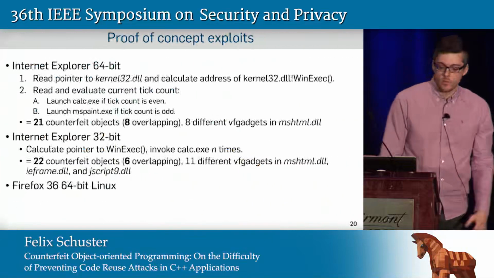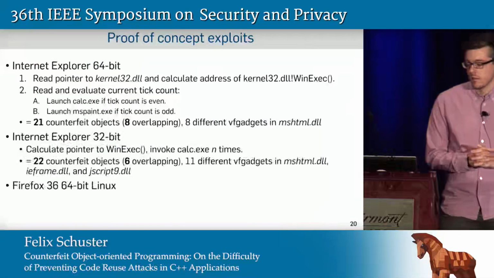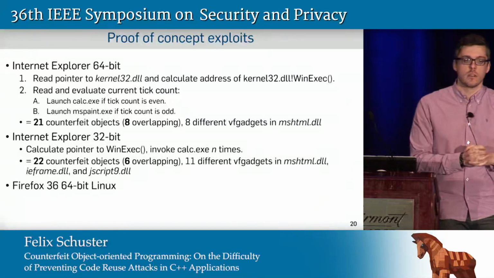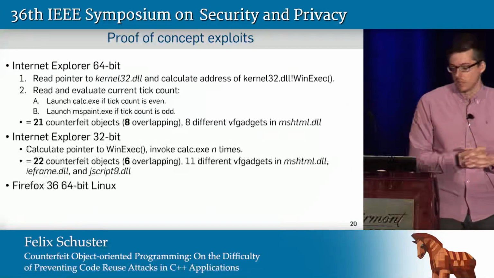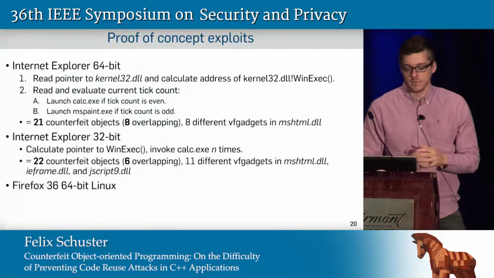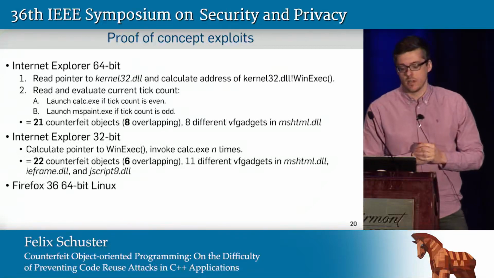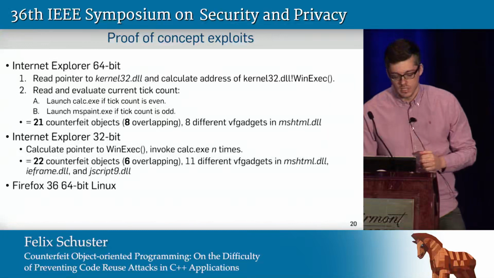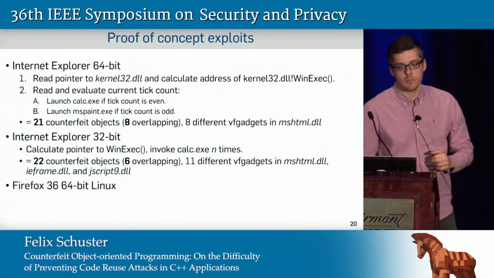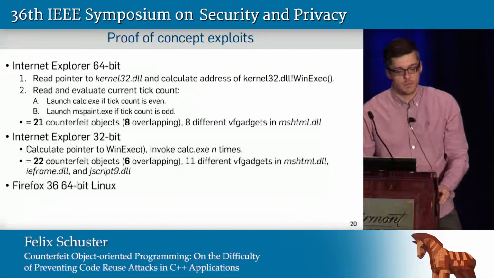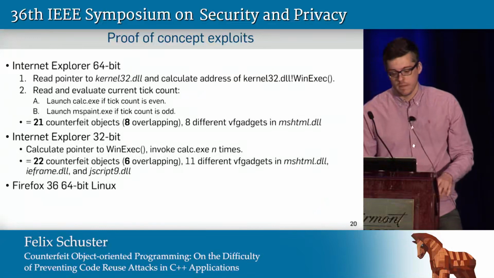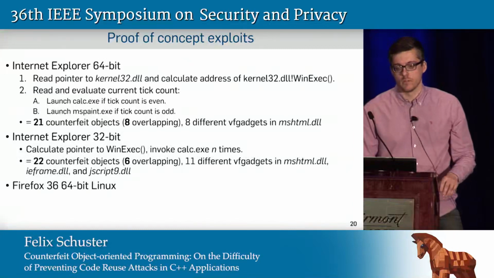We created different proof of concept exploits for COOP. For example, for Internet Explorer 64-bit, we used an existing vulnerability for step 1, and created a COOP attack that dynamically calculated the address of the WinExec API and read the current tick count. If the current tick count was even, then calc.exe was launched. If it was odd, then MS-paint.exe was launched. All in all, we needed to inject 21 counterfeit objects, of which 8 overlapped, like I showed you, and we used 8 different VF gadgets from mshtml.dll.